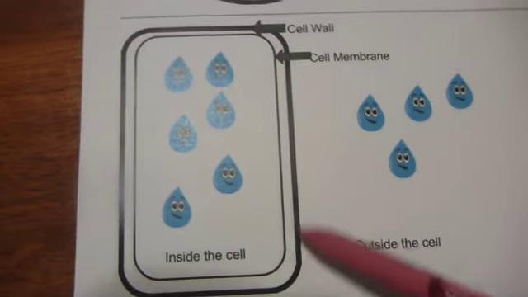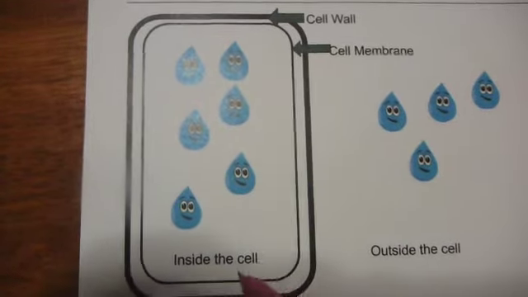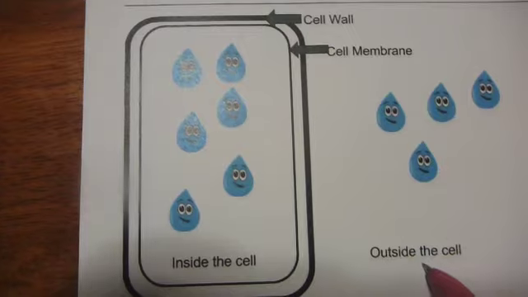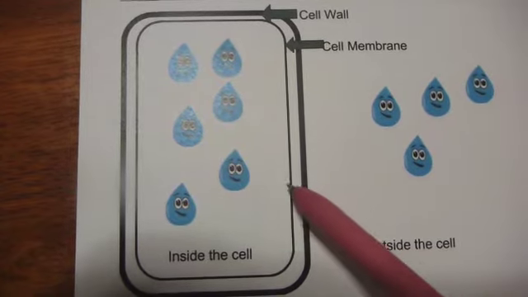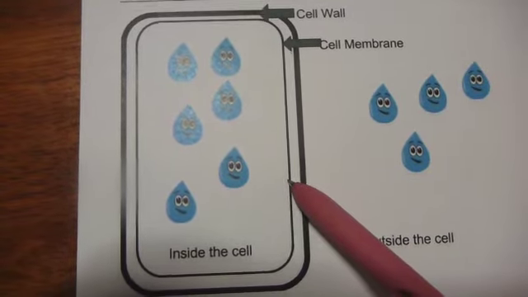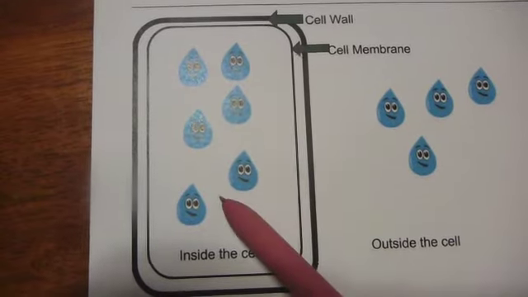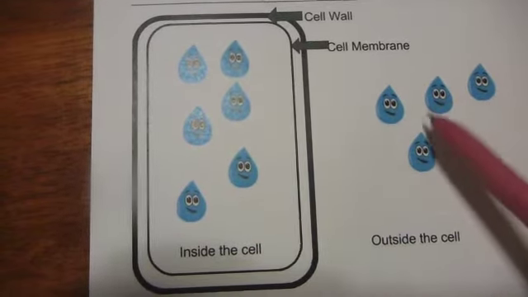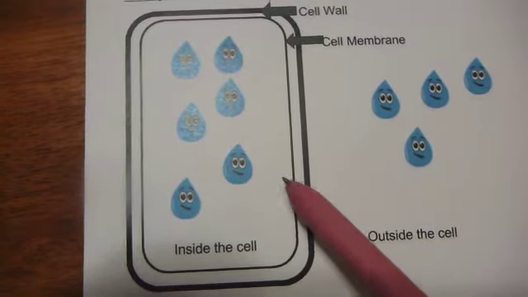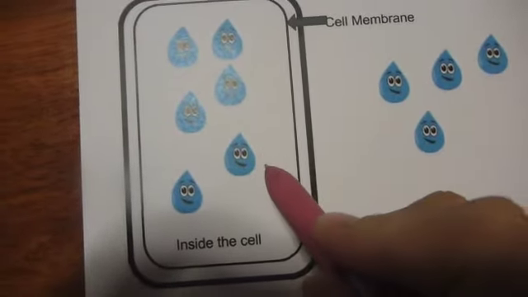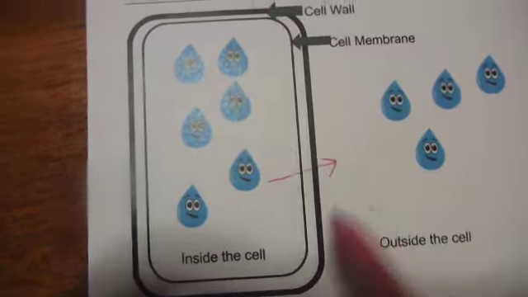You'll see that this one I kind of included a plant cell. So you have inside the cell and outside the cell, you have the cell wall and then the cell membrane. And then you have 6 water droplets on the inside of the cell and 4 on the outside, okay? So then water is going to have to go across the membrane this way, okay?